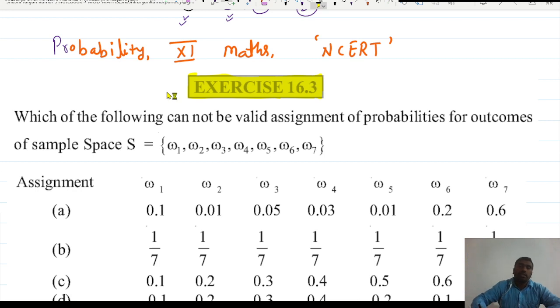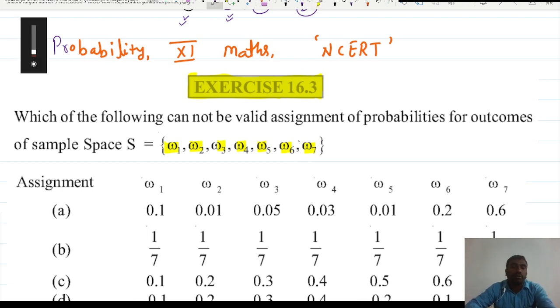So here, this is the first question: which of the following cannot be a valid statement of probability for the outcomes of the sample space. So we have a total of W1, W2, W3, W4, W5, W6 and W7 of a random experiment, and let us suppose their outcomes are W1, W2 up to W7. So we have to now verify which statement can be true here. So see how we can check.